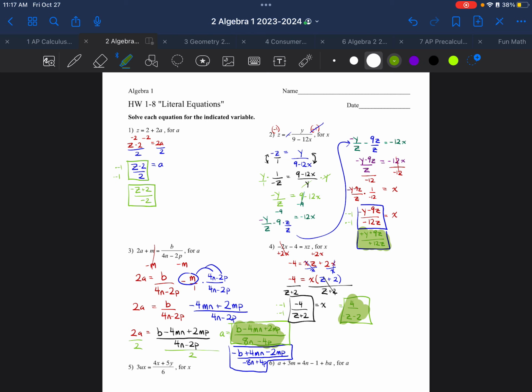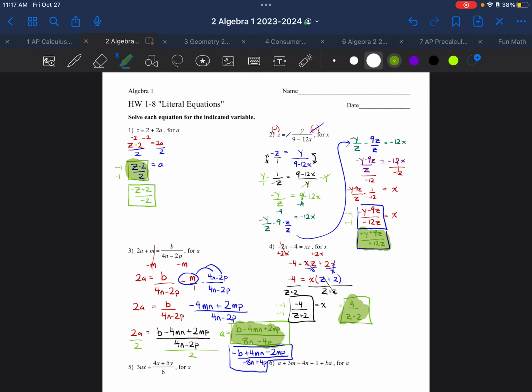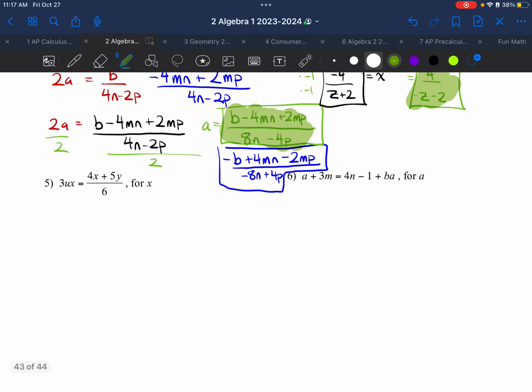And for number 1, was it a z minus 2 on the top? It was a z minus 2 on the top. This was the correct one for number 1. You should be highlighting the correct answer in each of your problems. All right, time for a little bit of a trickier one, 5 and 6. 6 is kind of gnarly.